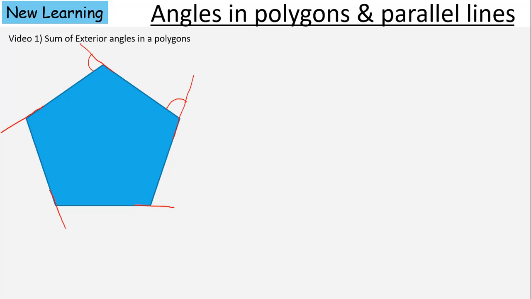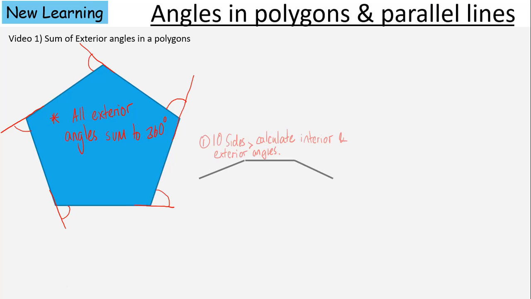One there, one there. In fact, for a 5-sided shape, you'll get 5 exterior angles. Now, if you add together all of those angles, you'll always end up with 360 degrees. And it's that property that I want to use in order to be able to do today's work. And that property is all the exterior angles of a shape add together to make 360 degrees. Let's give you some examples of how that's used.